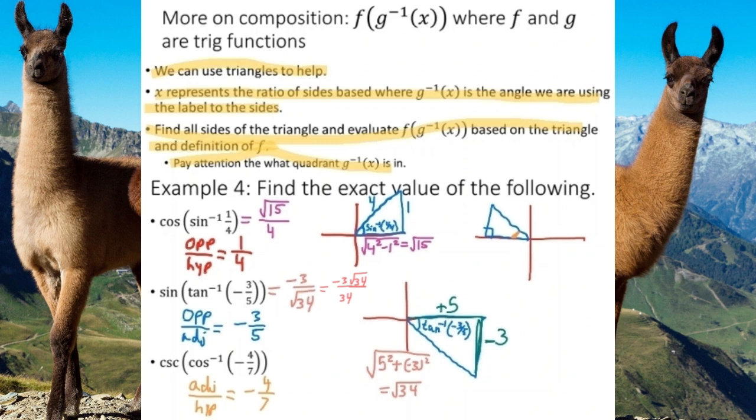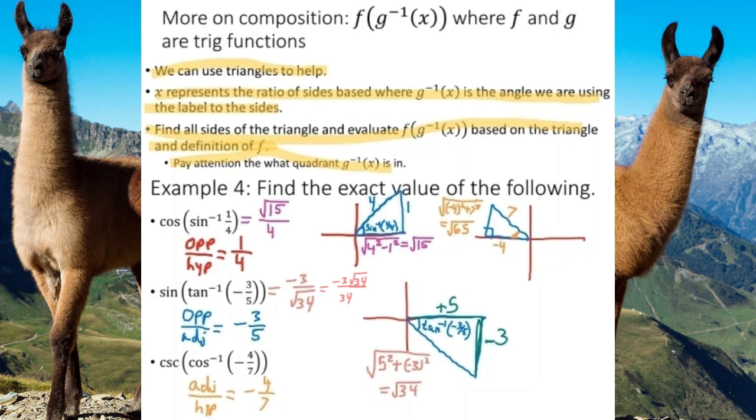Now our adjacent side would be the horizontal side. Since our horizontal side is drawn to the left, we'll make that length -4, and our hypotenuse, which is our terminal side of our angle, will be 7. Now to evaluate cosecant at this angle. Cosecant is hypotenuse over opposite. We don't quite know the opposite side yet, but we can figure that out with Pythagorean theorem, and we get that the opposite side is √65.